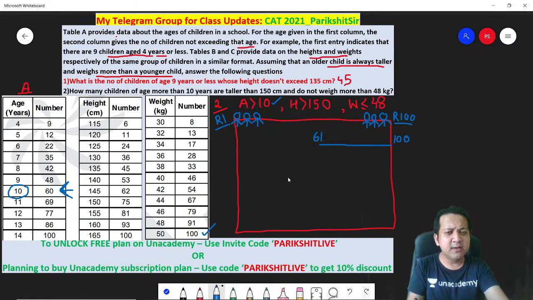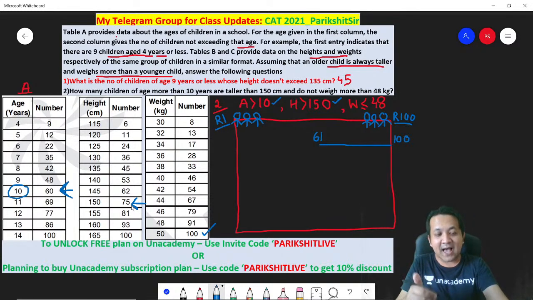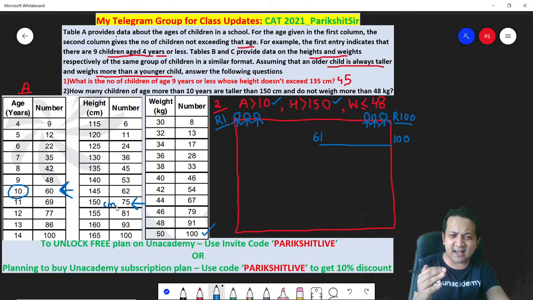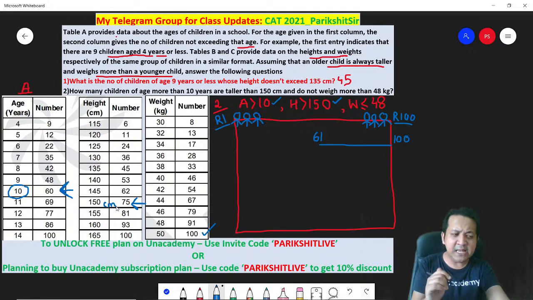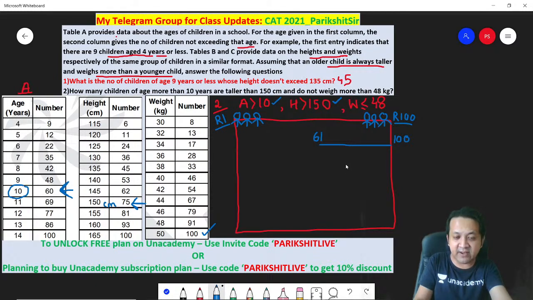So the remaining children. Similarly, height. Height is greater than 150. Let's come back. This is the value, right? 75. What does the 75 indicate? There are 75 children whose height is less than 150 centimeter. The question is asking you greater than. So can I say the remaining children? What are the remaining children? Number 76 to number 100. So leave aside 1 to 75. How many of them? 76 to 100. Followed.